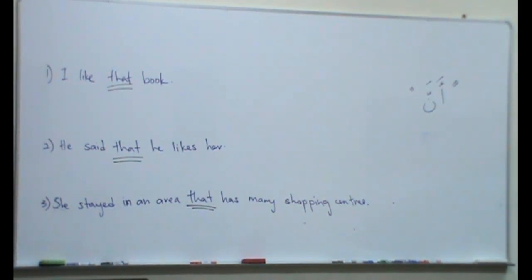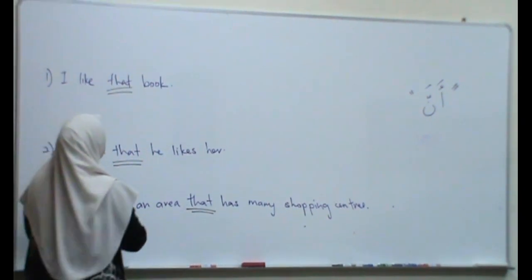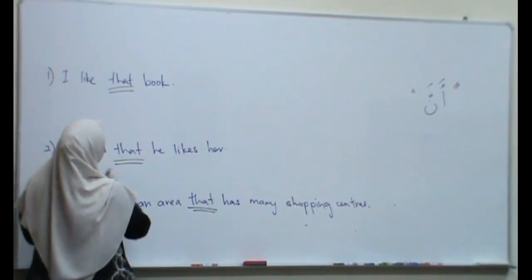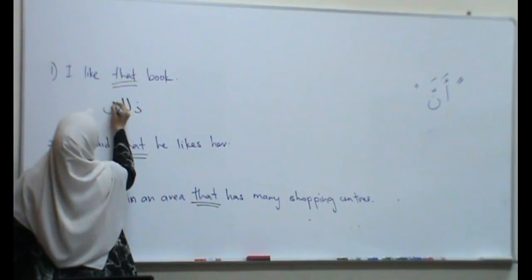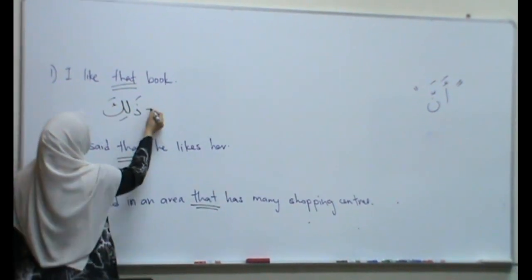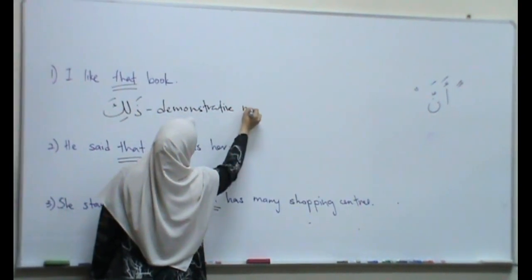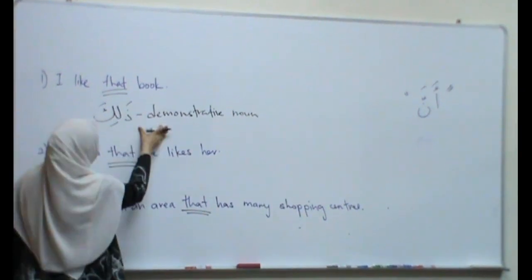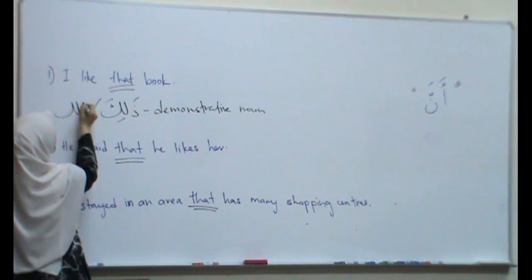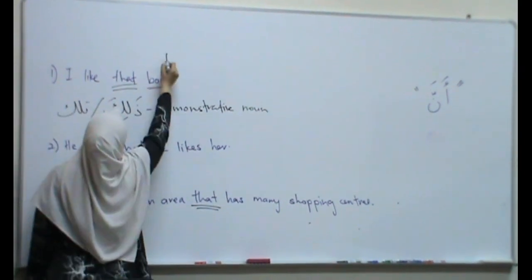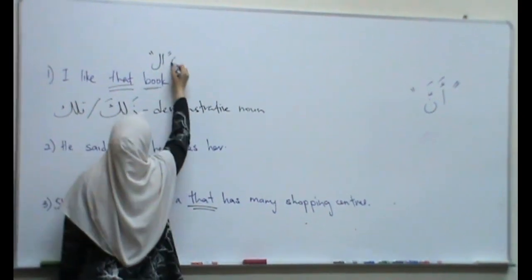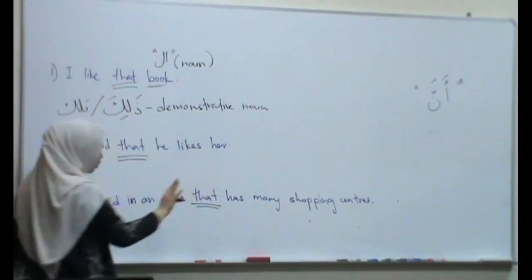I like that book. Is it the conjunction anna? No, right? So how do you translate this sentence? Tilka, and what is dhalika? Dhalika. Good. So this is dhalika. That book, dhalika al-kitab. This is what we call a demonstrative noun. So this is also like hadha, where it has to be followed by alif lam. Yes, correct. So a demonstrative noun is dhalika or tilka, depending on the gender of the noun. This noun must always have alif lam. So in other words, it must always be a noun. That's the formula.